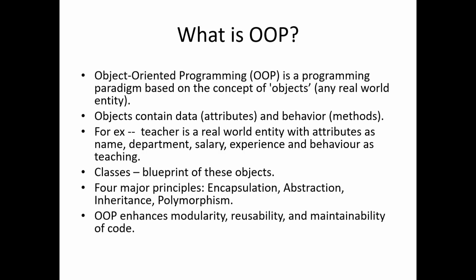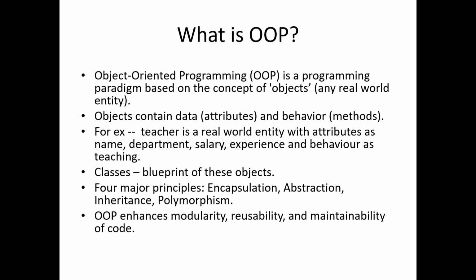Okay. So now what are classes? Classes are the blueprint of these objects. Like imagine we have a class called Faculty, and the class contains the attributes and methods like faculty name, faculty department, faculty salary, faculty experience. These are the attributes of the class, and behavior like teaching. So this is the method of the class.